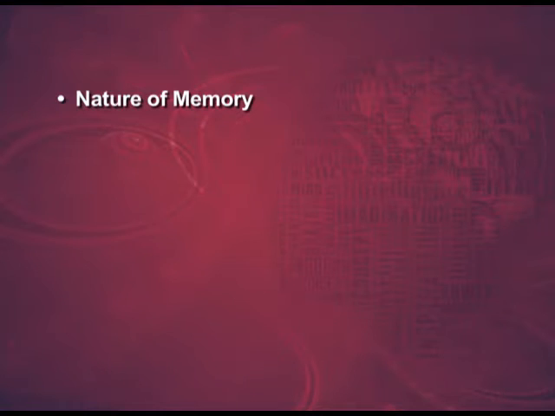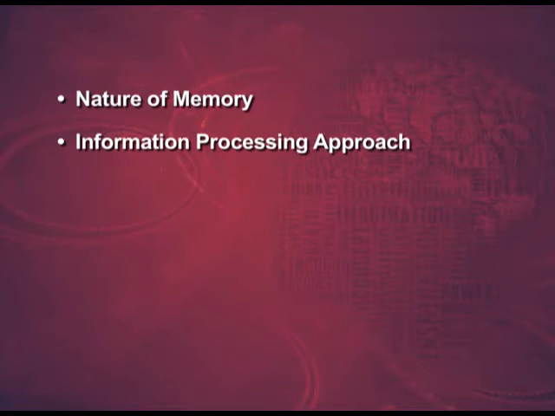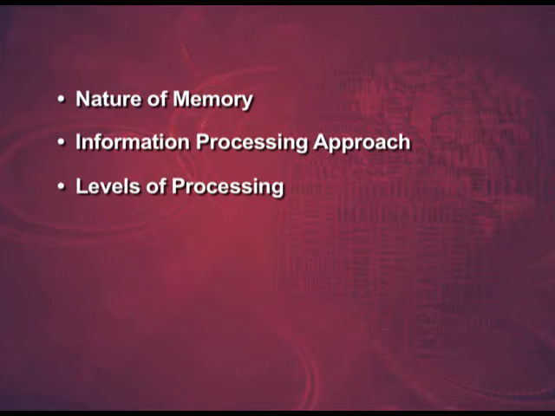Today, I will talk about Chapter 7 from Class 11 Psychology, Human Memory. The chapter has been divided into two parts. We will go through Part 1, which will cover nature of memory, information processing approach and levels of processing. Let us now learn about them one by one.